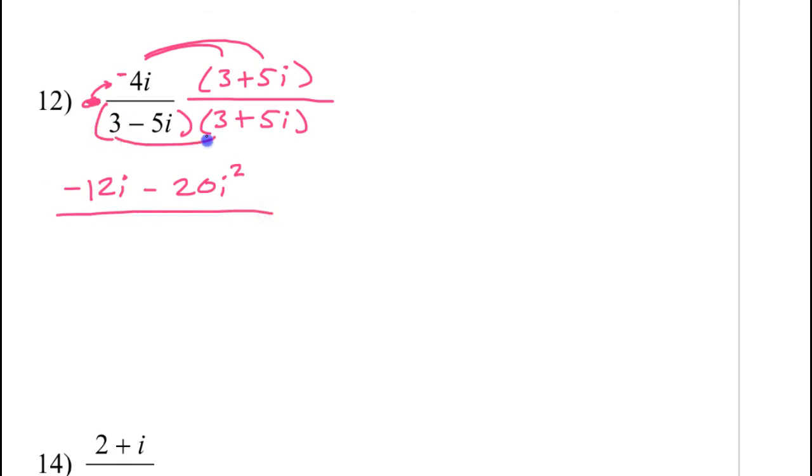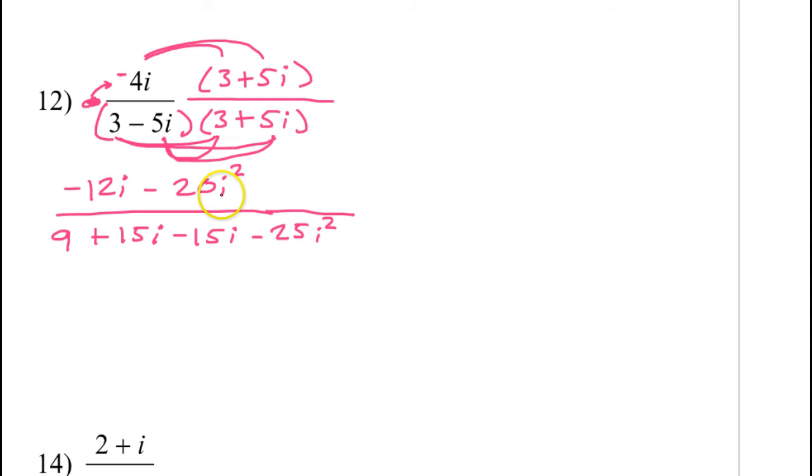Alright, in the denominator, I'm going to have to double distribute. So first distribute the 3. So that's going to give me 9 plus 15i. Now I will distribute the negative 5i. So that's going to give me negative 15i minus 25i squared.